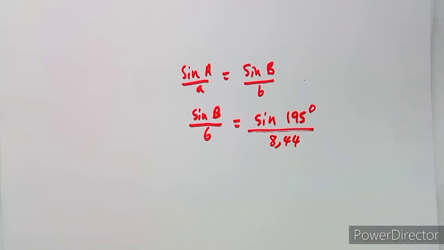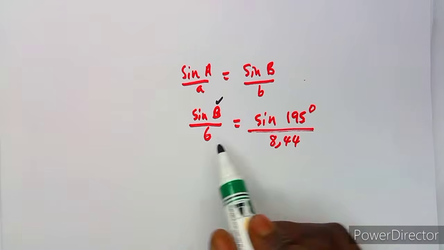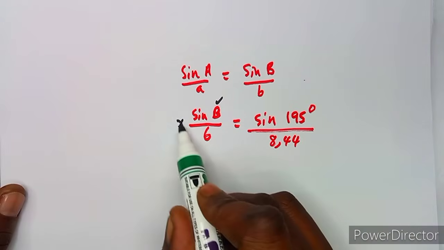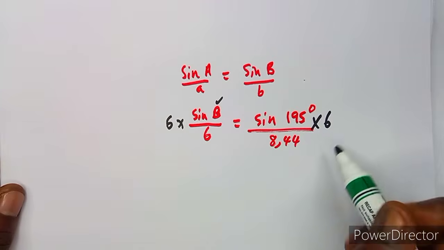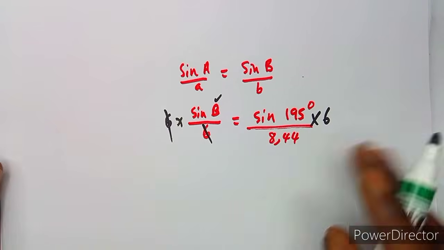So guys, from your mathematical skills, you want to calculate this B here. So you can actually remove this 6, just multiply by 6 on both sides. So this is going to cancel here.